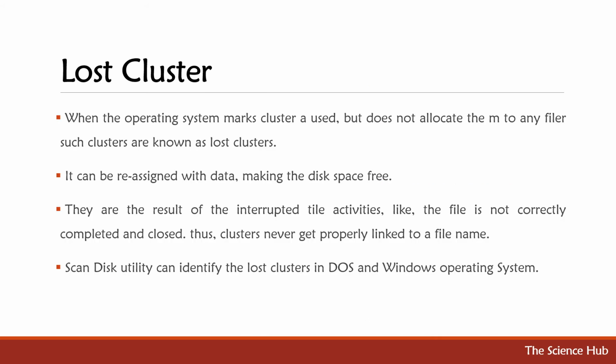The OS marks a cluster as used but does not allocate it to any file. Such clusters are known as lost clusters. They can be reassigned with data, making the disk space free. They are the result of interrupted file activities, where the file is not completed and closed. Thus, clusters never get properly linked to a file name. The Scan Disk utility can identify lost clusters in DOS and Windows operating systems.